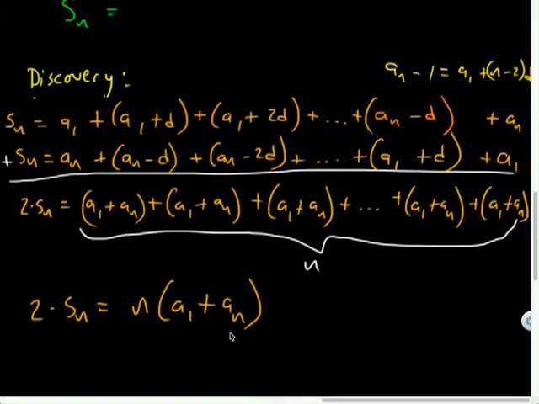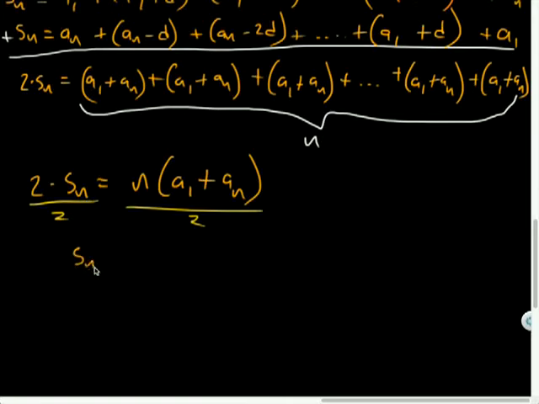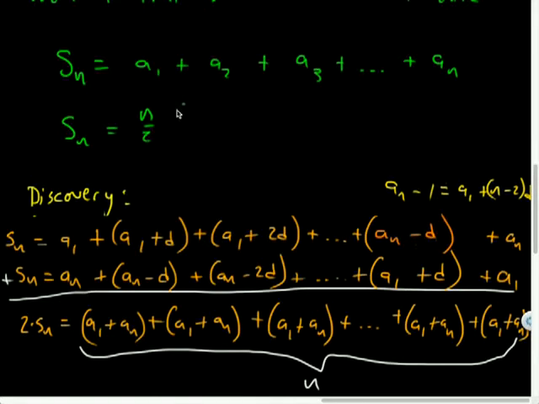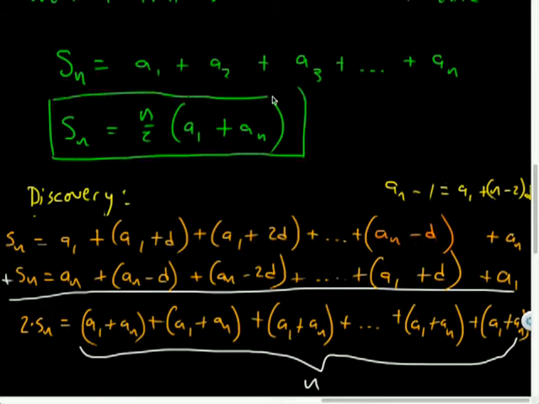And what if I want to solve this for S sub n, like having a formula that will give me the sum of a finite list? Divide by 2. Wow, isn't that nice? So our formula that we just derived is S sub n equals n over 2 times A1 plus An. I'll also write that up at the top. So all I have to do to find the sum of a finite arithmetic list is add the first term and the last term, multiply by the number of terms, and divide by 2.